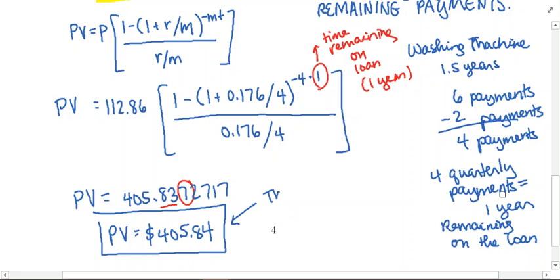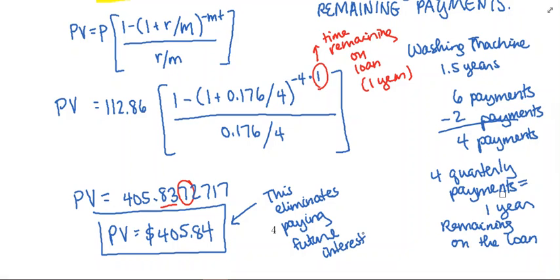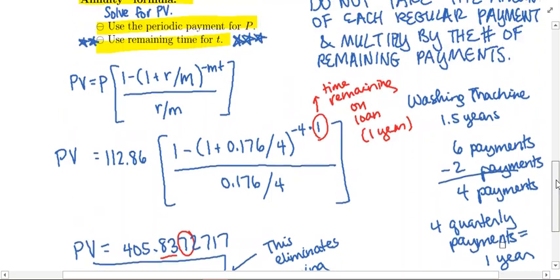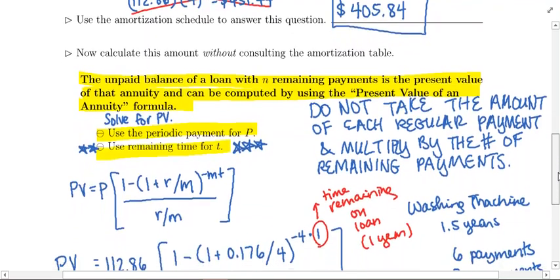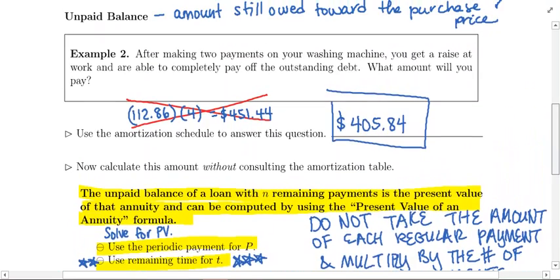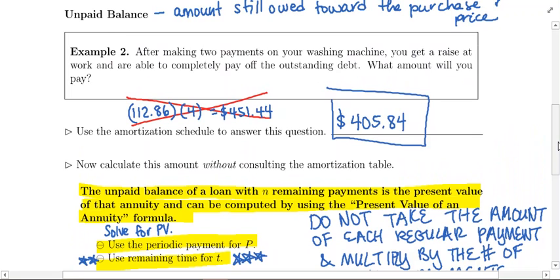So this eliminates paying future interest. That is exactly why you cannot take the quarterly payment and multiply by the number of payments remaining, because your quarterly payment already has taken interest into account. That perfectly matched what we read off the amortization schedule. So again, this is very important. You will see these unpaid balances in this section, and we're going to do more examples of these.